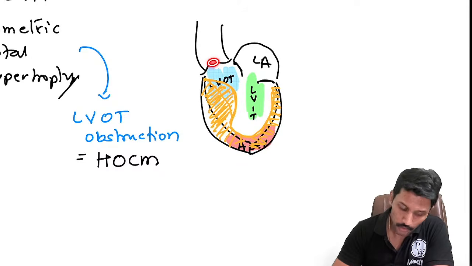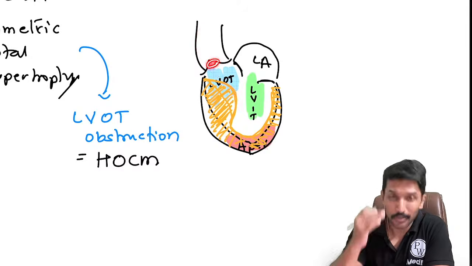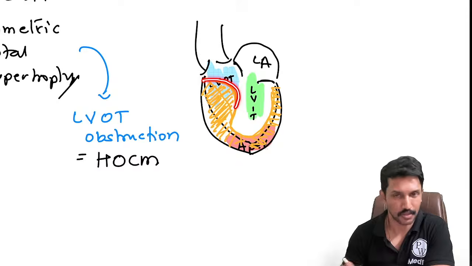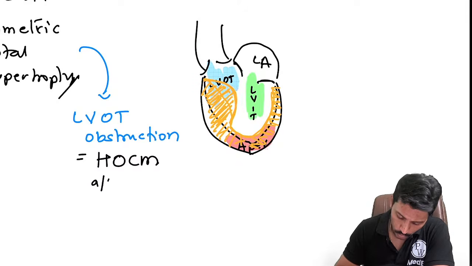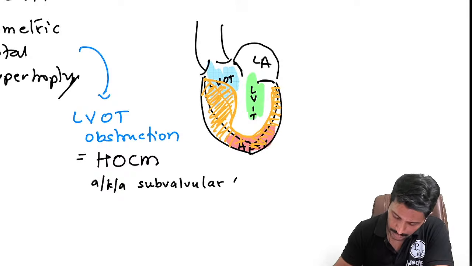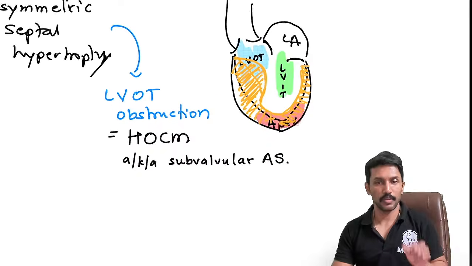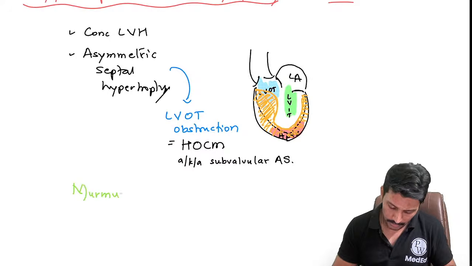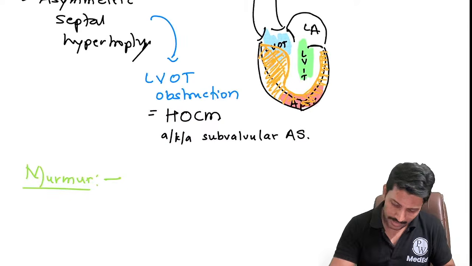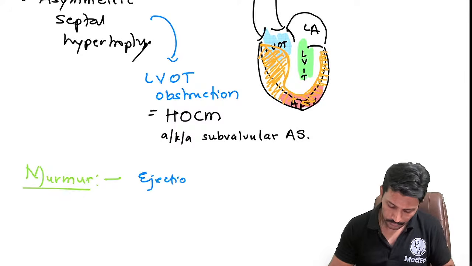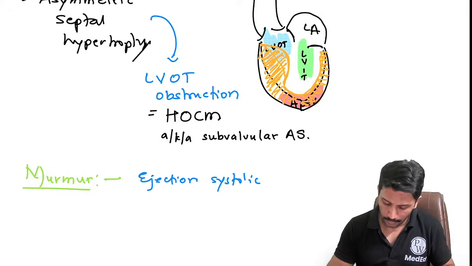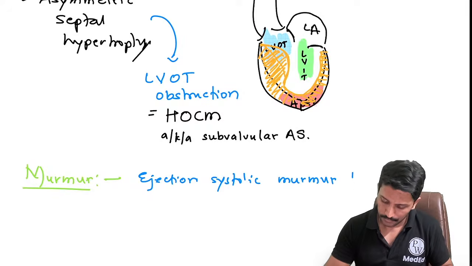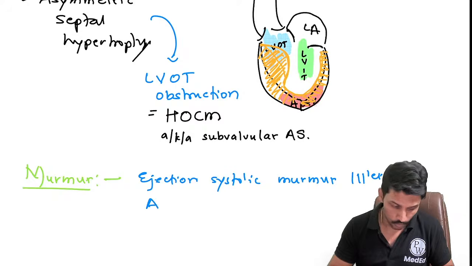And isn't it similar to aortic stenosis? In aortic stenosis, the aortic valve is narrow, obstructing the flow of blood. Here, there is no problem in the aortic valve, but just beneath the aortic valve, there is obstruction. So HOCM is also known as subvalvular aortic stenosis. So the murmur is going to be similar to the aortic stenosis murmur. What kind of murmur are we expecting in HOCM? We are expecting an ejection systolic murmur, similar to aortic stenosis.